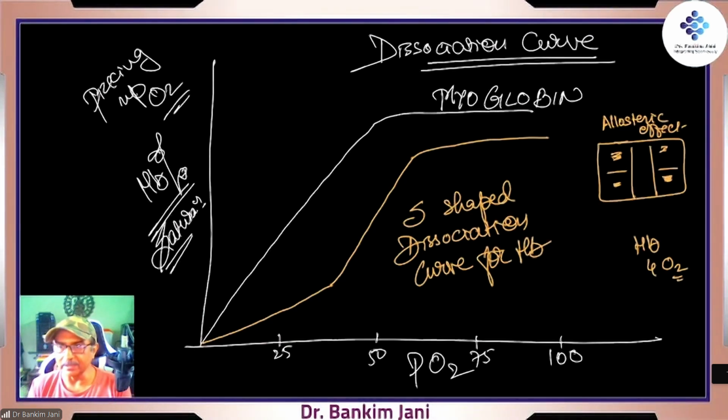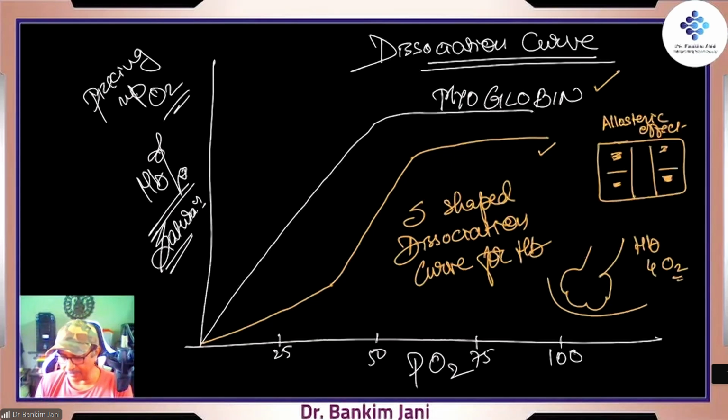The question: is this dissociation curve with respect to the tissue level? Well, the earlier one is for the muscles. And this one is for the typical hemoglobin, which is circulating in the blood. So where is it happening? It is happening at the alveolar level.